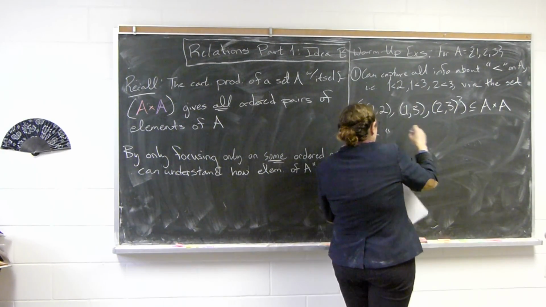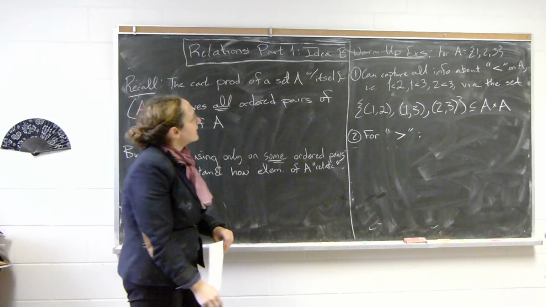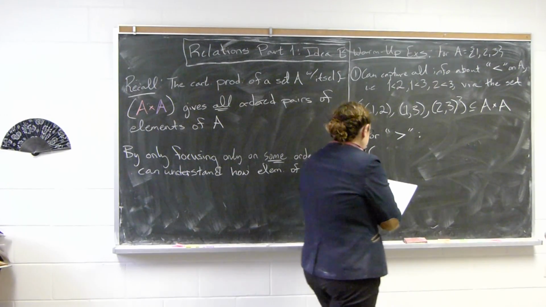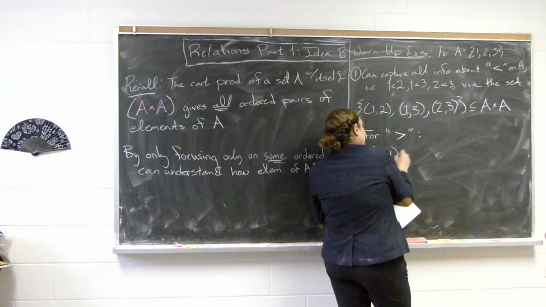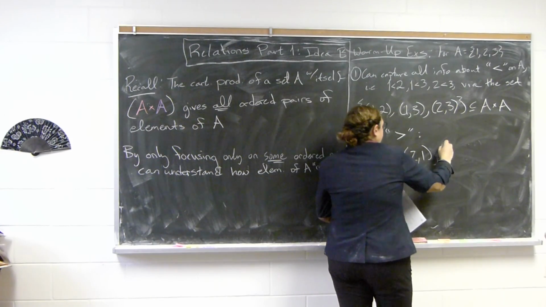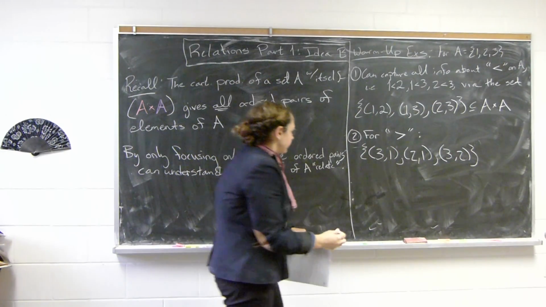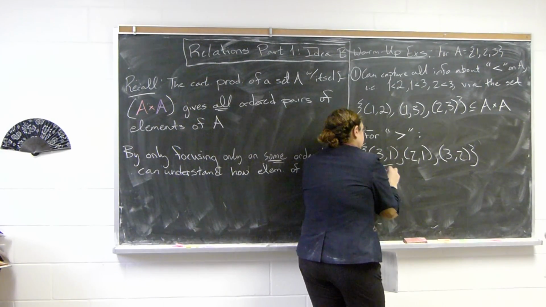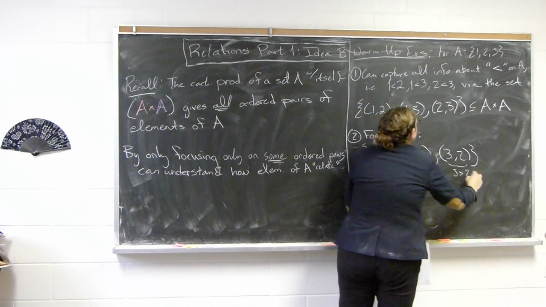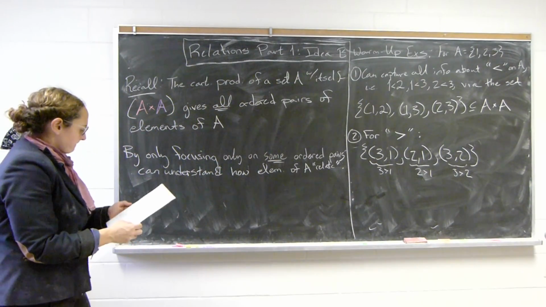And then if we wanted to switch and have the greater than relation instead, I would write (3, 1), (2, 1), and (3, 2), and that records all the information. This tells me 3 is greater than 1. This tells me 2 is greater than 1. And this tells me 3 is greater than 2. Notice this is an example of where the order matters.